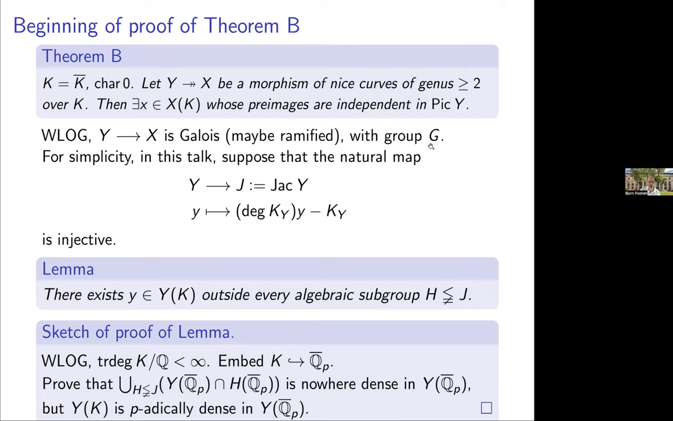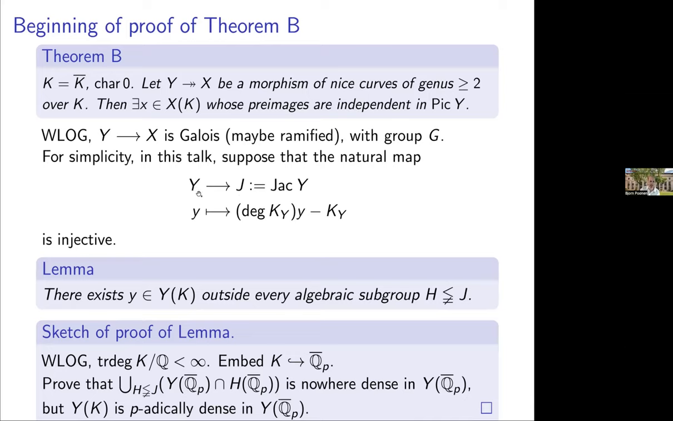Let G be the Galois group. The other thing I want to assume is that I can embed Y in its Jacobian in a natural way, a way that respects the action of G. The normal way of embedding a curve in its Jacobian is to choose a base point and use the Abel-Jacobi map from Y into its Jacobian. But that base point might not be fixed by the group G, and so it might not give rise to an equivariant embedding of Y into J.